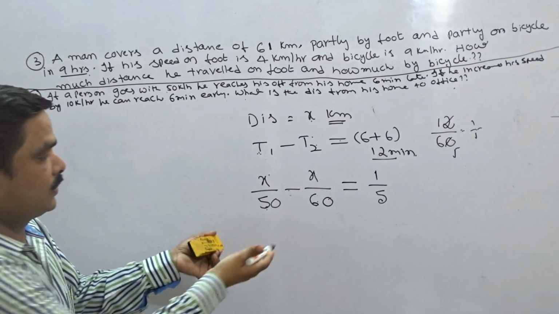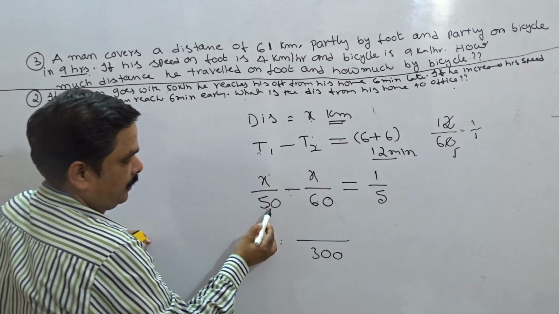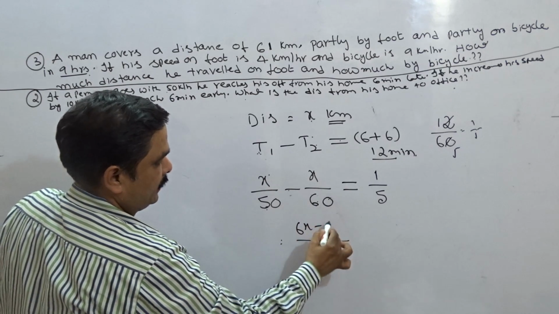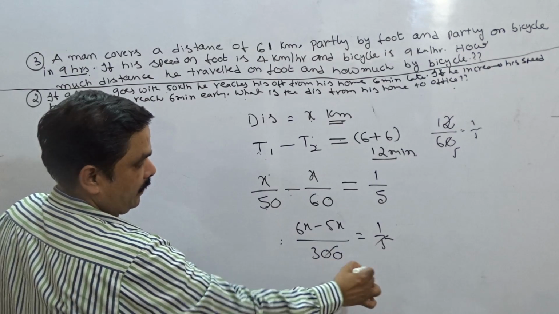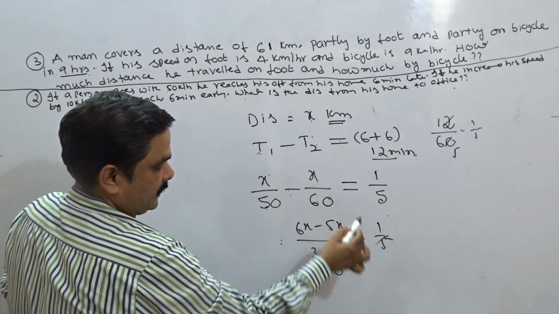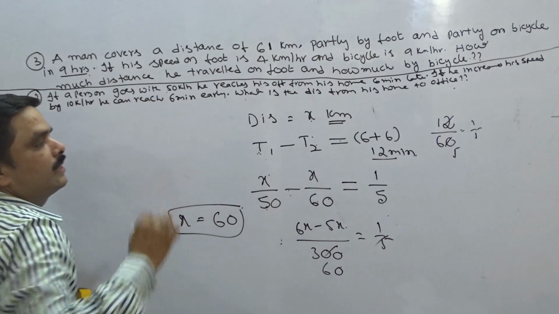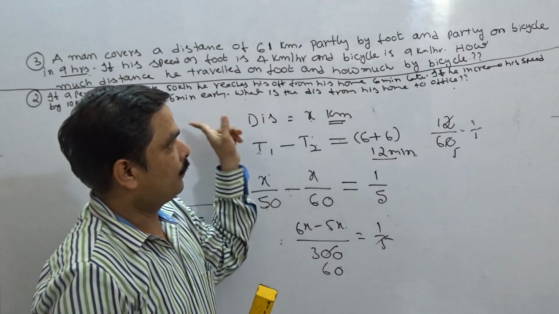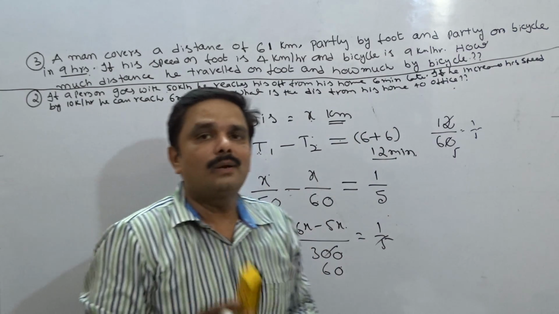Then solve the equation. Solving the equation is very simple here. I am taking the LCM here, that is 300. This is 6x minus 5x is equal to 1 by 5. Now, this is 5 ones 5, 5 sixes, that is 60. Now, this 60 goes here. 6x minus 5x, x is equal to 60. Now, the distance between the office and home is 60 kilometers is the right answer.